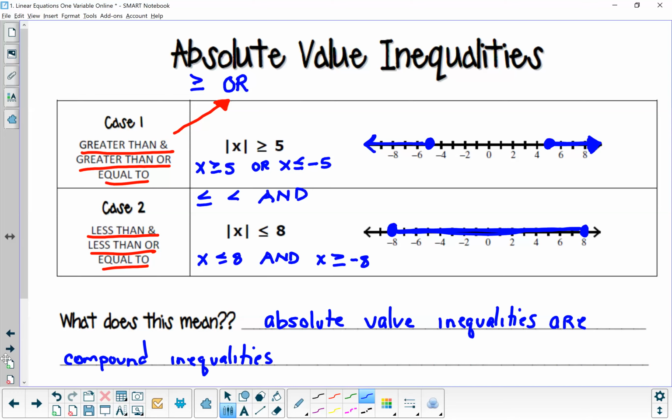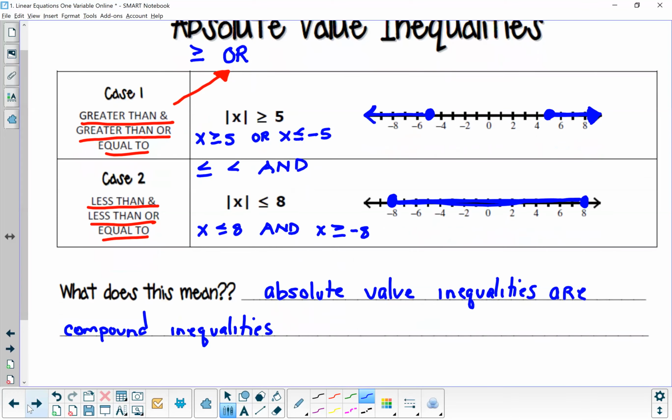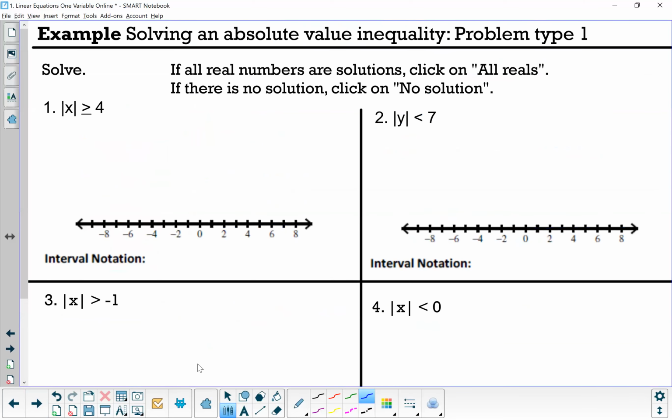Okay. All right, so let's try some examples. In the first example, we have the absolute value of x is greater than or equal to 4. So remember, greater than or equal to is going to be an or compound inequality. So we have the absolute value of x greater than or equal to 4 means x is greater than or equal to 4, or x is less than or equal to -4.